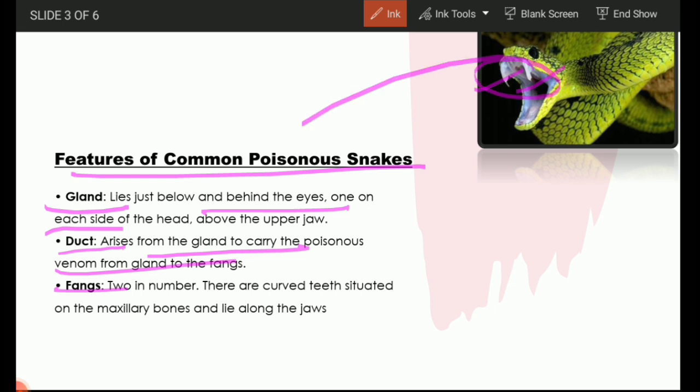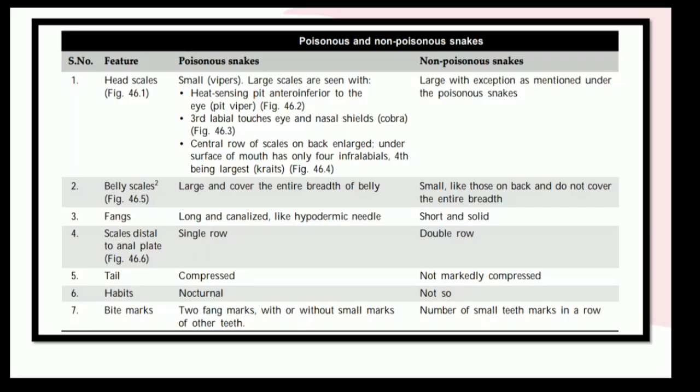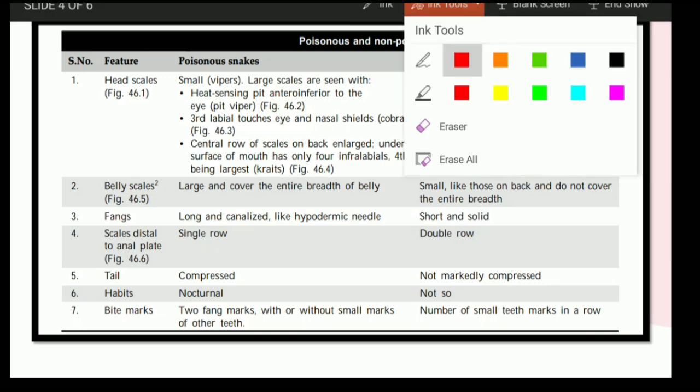Then the fangs, mostly 2 in number, as you can have a look here, which is why I have used this image. I got this image from Google, and they are mostly curved teeth that are situated on the maxillary bones, and they lie along the jaws. This lecture is all about the characteristic features of poisonous and non-poisonous snakes.